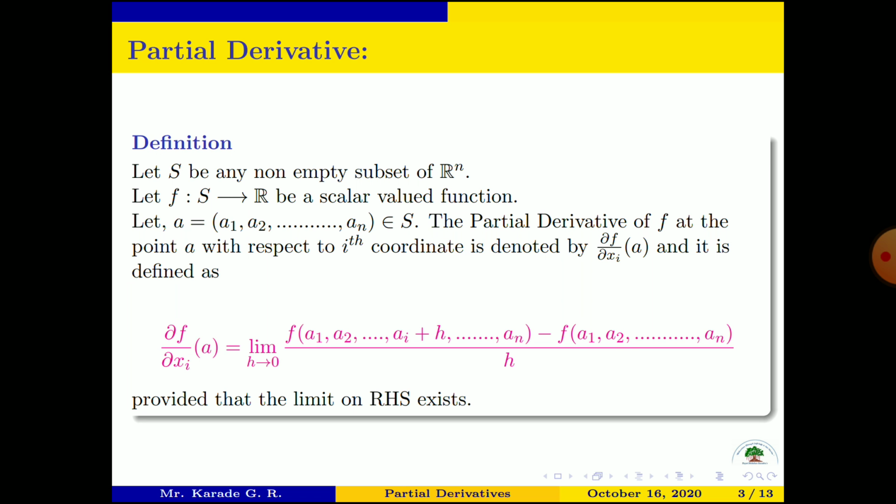So in the numerator there is a subtraction of two things. First thing is f of a1 comma a2 comma dot dot dot ai plus h comma dot dot dot an, minus the value of function f at point a, that means f of a1 comma a2 comma dot dot dot an, and divided by h. Okay, so this is the definition of partial derivative of f with respect to ith variable xi. Okay, the definition is very important, we keep it in mind.